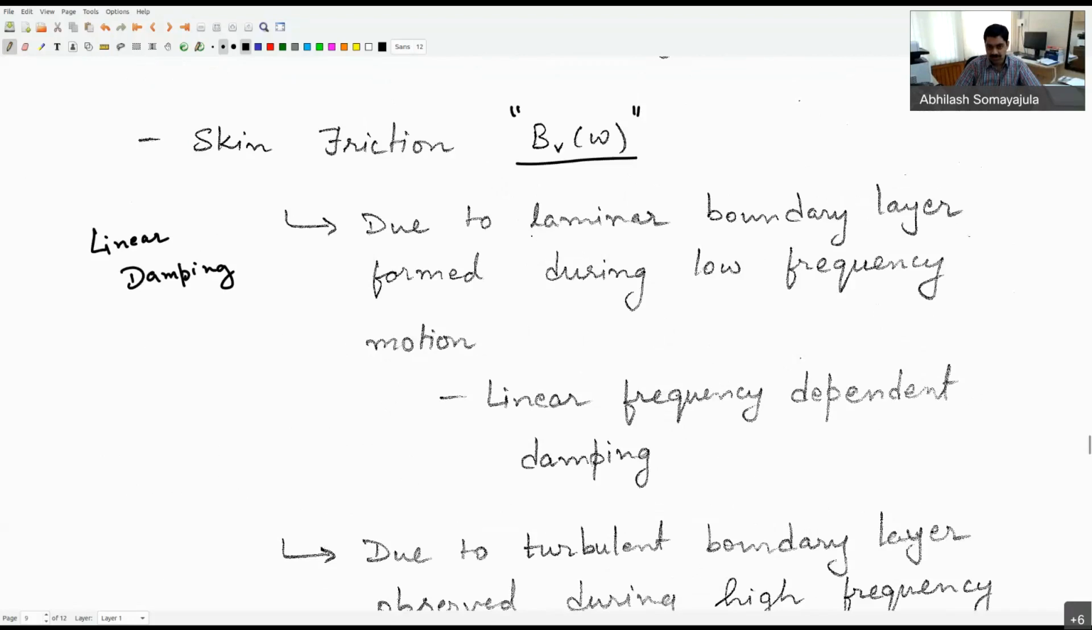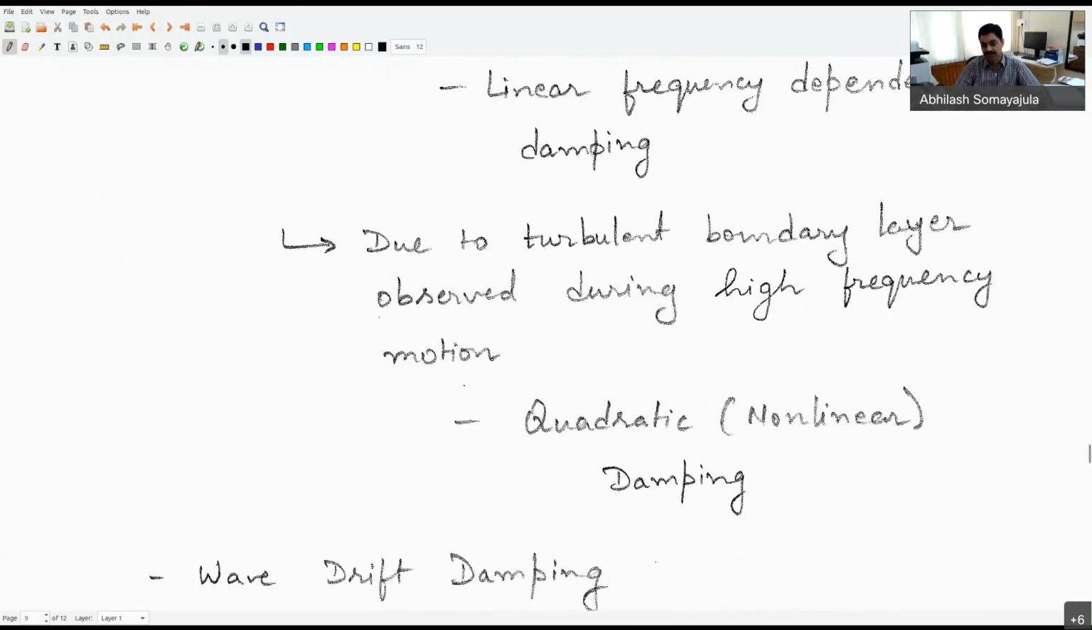Now, when I talked about the so-called skin friction in the laminar boundary layer, you might be wondering, so what happens when the system becomes turbulent? What happens when we actually start to see that the motions are much larger and we are seeing a turbulent motion occur? In that case, is the linear damping still valid? Not really, right? The moment we are looking at large motions where the Reynolds number is much higher, we know that the flow will be turbulent in nature.